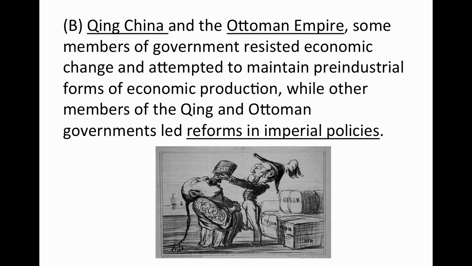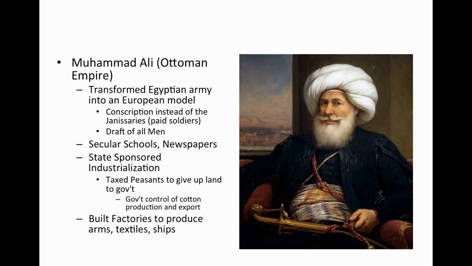All right, subconcept B, Qing China and the Ottoman Empire. Notice they're both referenced, so be familiar with those empires. Some members of government resisted economic change and attempted to maintain pre-industrial forms of economic production, right? More traditional economies and political systems, while other members of the Qing and Ottoman governments led reforms in imperial policy. So we spent a lot of time on this, right? So Muhammad Ali, he is going to introduce a lot of changes to the Ottoman Empire.